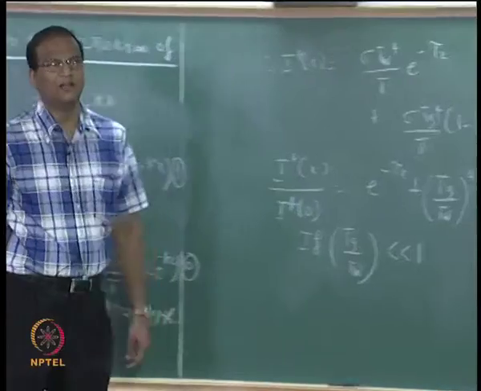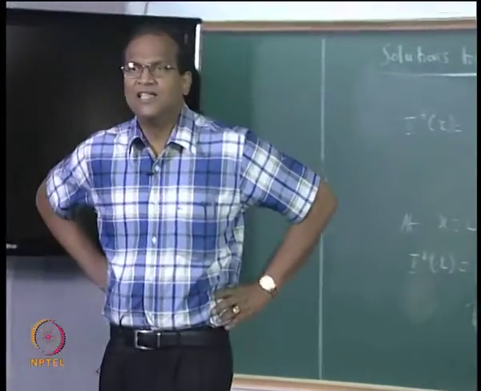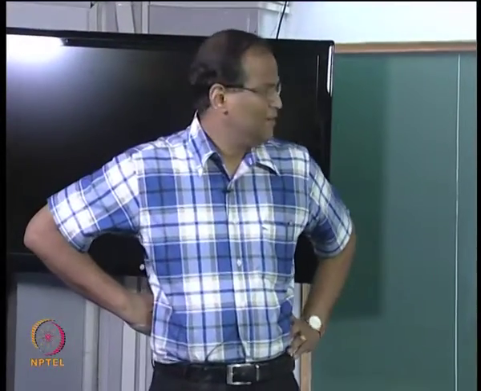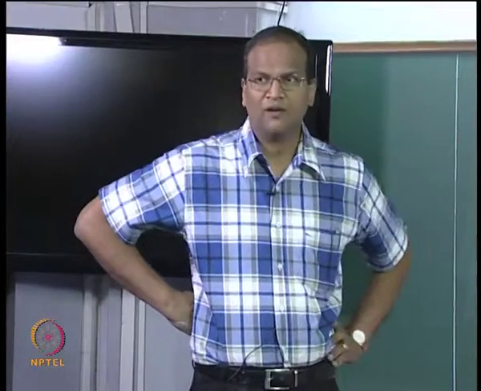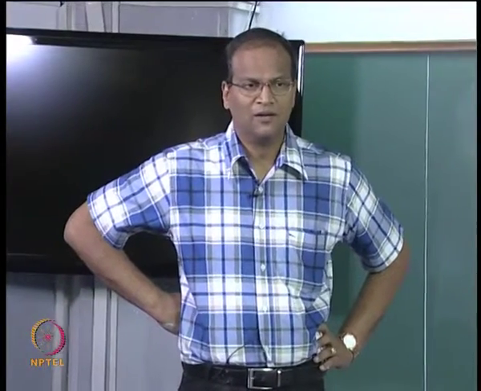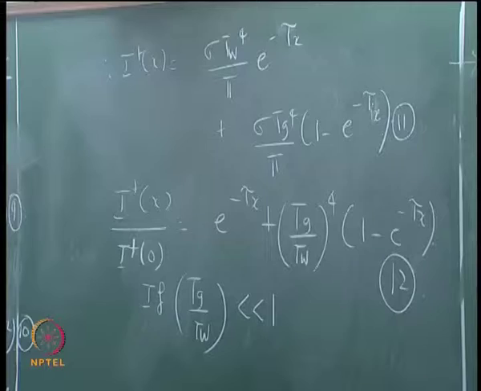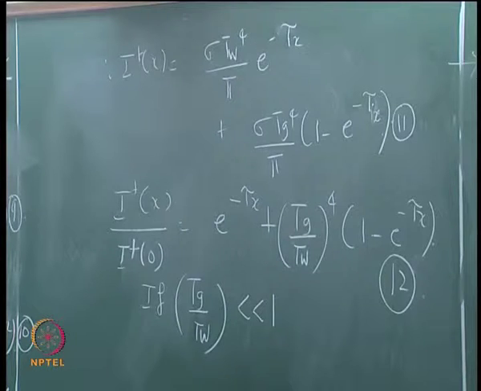If Tg by Tw is much less than 1, that is, if the gas temperature is 300 Kelvin and the wall temperature is 1500 Kelvin, then Tg to the power of 4 by Tw to the power of 4 is very small. What happens in the second term? And then this reduces to what? What does it reduce to? It reduces to the Beer-Lambert's law.